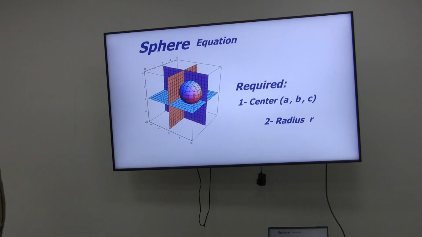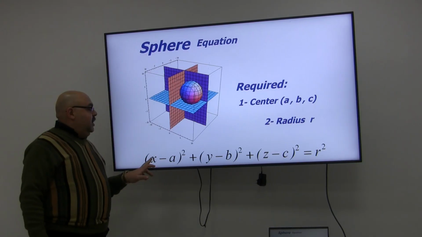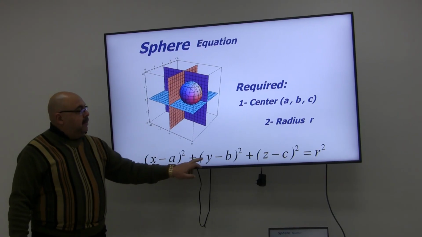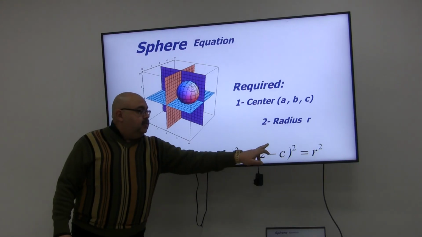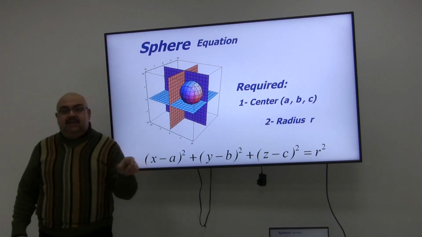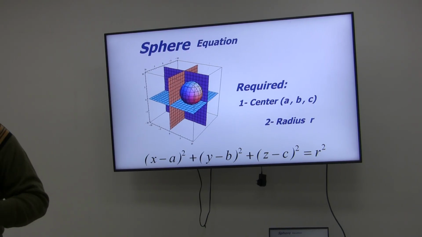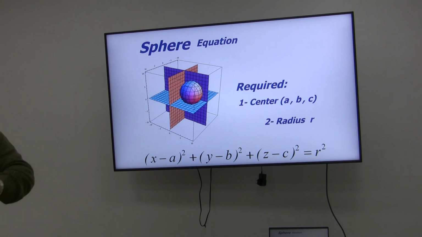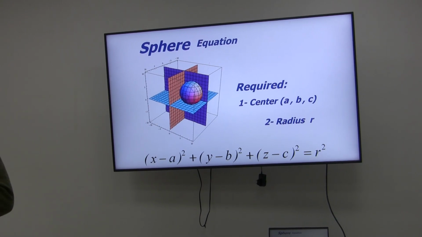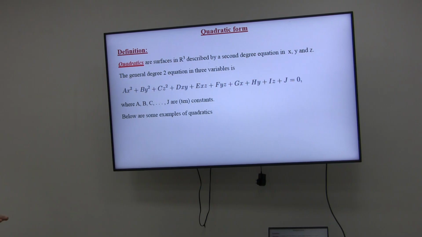The center is going to be (a, b, c) because we are in 3 dimensions, and the radius will be r. So the equation will be (x minus a) squared plus (y minus b) squared plus (z minus c) squared equals r squared, where the center is (a, b, c) and the radius is r. There are tons of problems relating the sphere to planes and everything, but it's not our focus; we are just passing through. That's the equation of the sphere, and that's also a special case of the general equation of a quadratic surface.